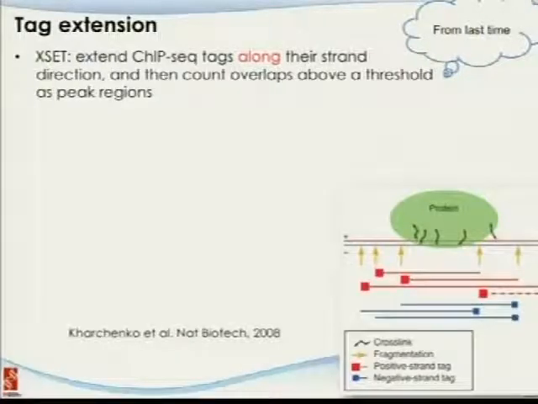The second one is tag extension, and there are some algorithms that use this type of approach. Basically, it's very simple. What we measured is only the very beginning of each individual read. Instead of shifting it, you extend it to the original length, by the average DNA fragment length. And then you will be able to get more signals in this restricted area.